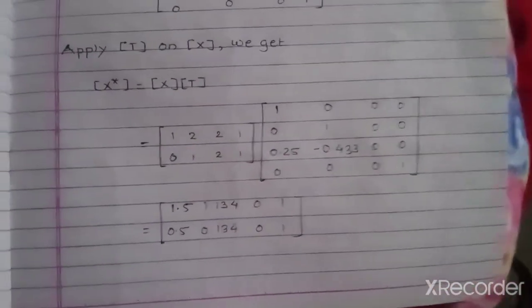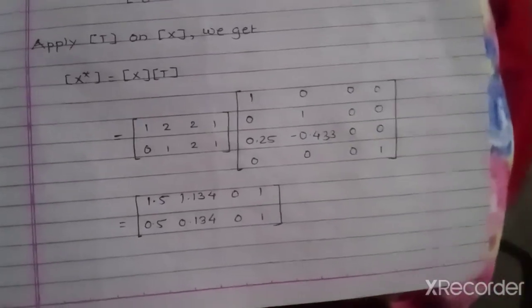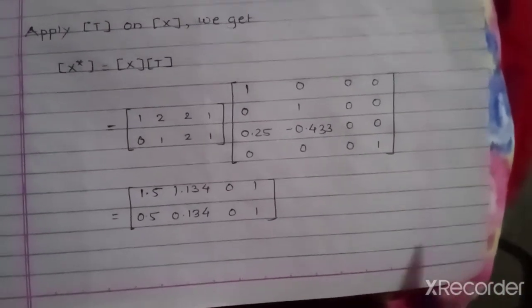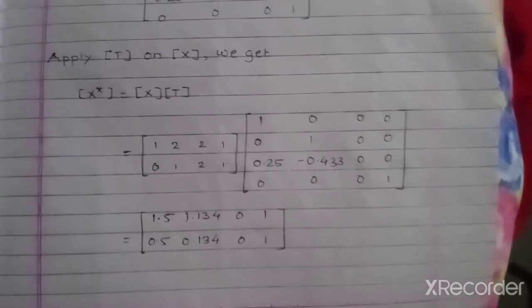In this manner we obtain the Cavalier and cabinet projection of the given object. So now we stop here.